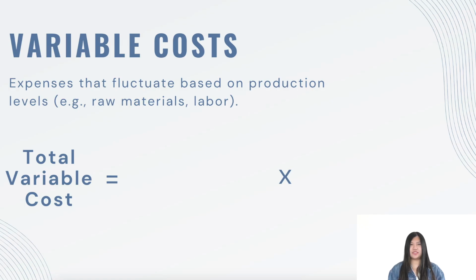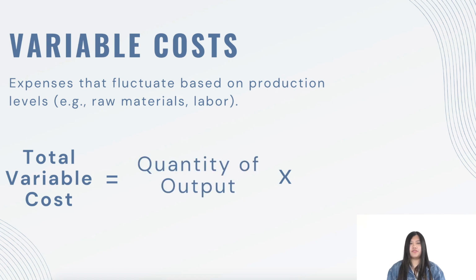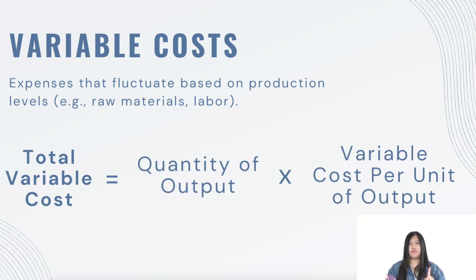Since we already talked about fixed costs, now let's talk about variable costs. What is a variable cost? A variable cost is an expense that fluctuates based on production levels, like raw materials and labor. Variable costs increase or decrease proportionally with changes in production or sales. The formula for total variable cost is quantity of output times the variable cost per unit of output.